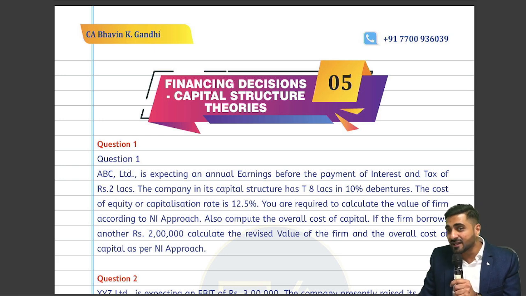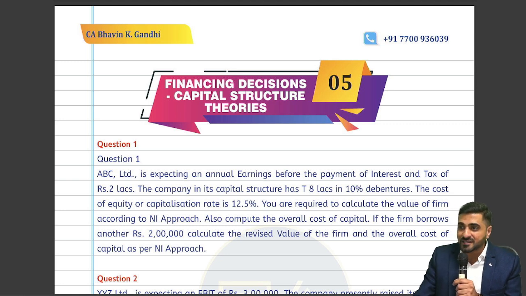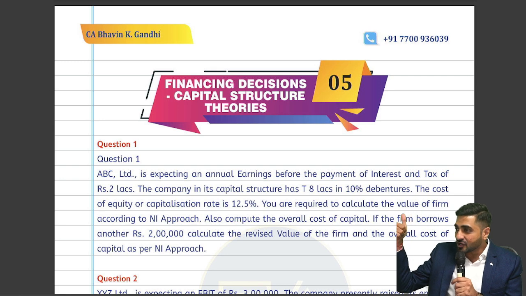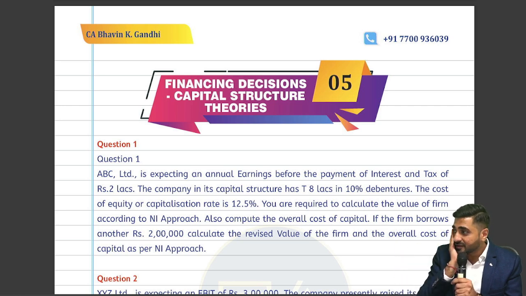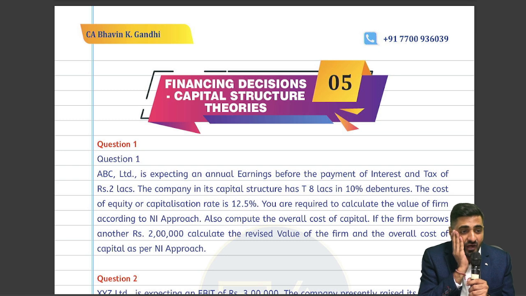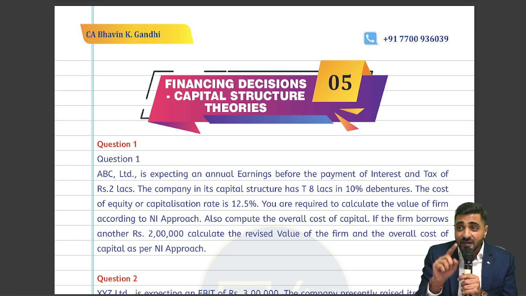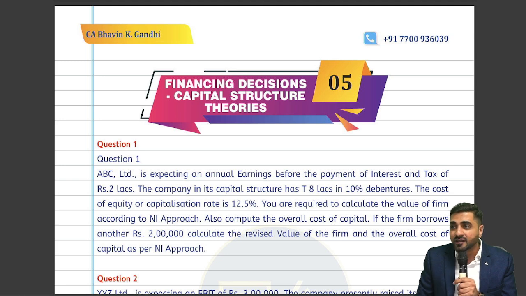Then we started with capital structure. In that also we did 3 types of questions: selection of a plan, indifference point, financial break-even point. Then I also explained to you the relationship of what and what? Indifference point and financial break-even point. Then we also did cost of capital, in which I taught you 9 formulas.